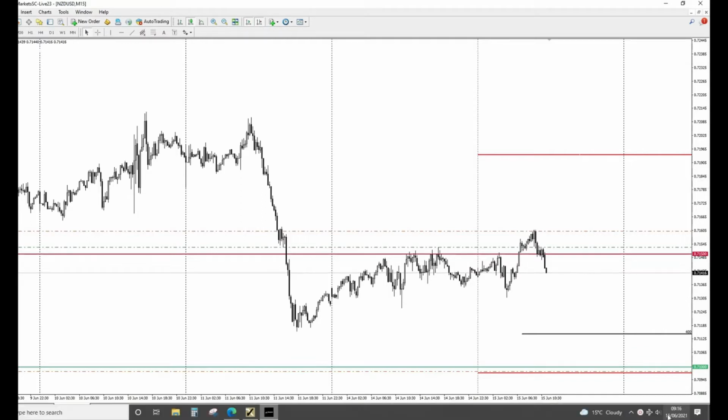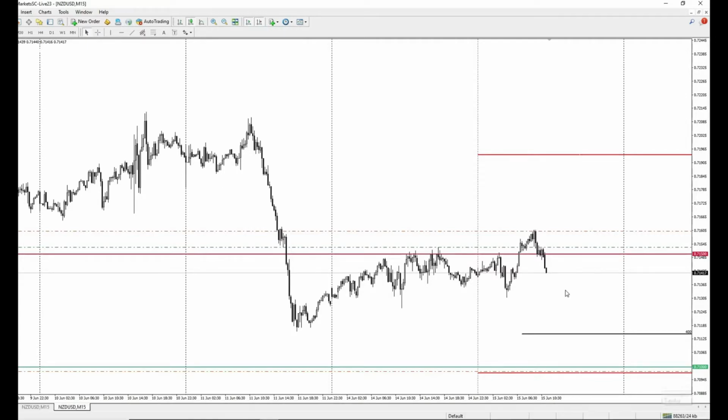It is Tuesday, the 15th of June, just after 9 AM in the London session. We're on a live IC Markets 23 server, New Zealand dollar, US dollar, 15-minute chart.